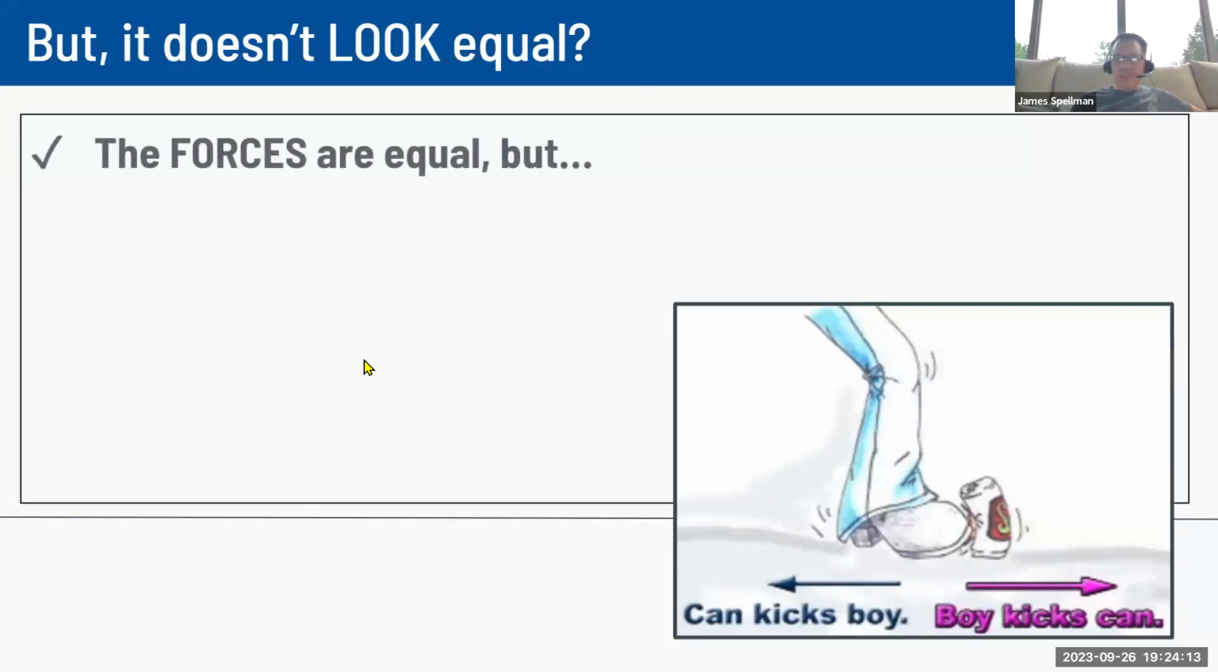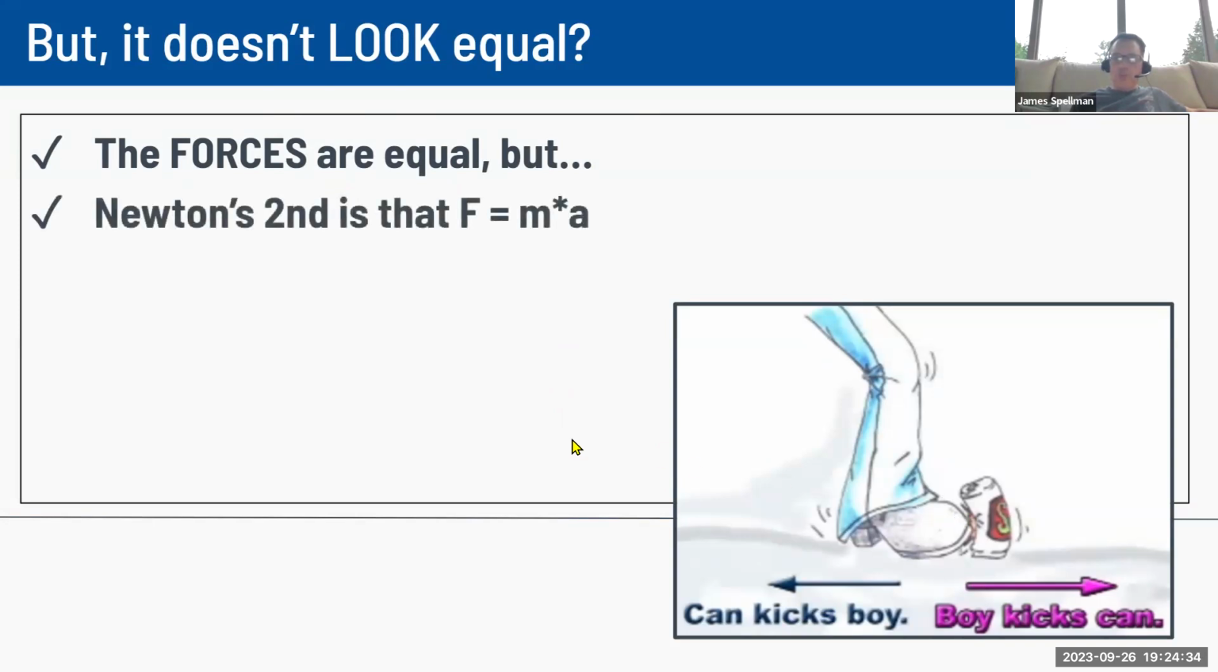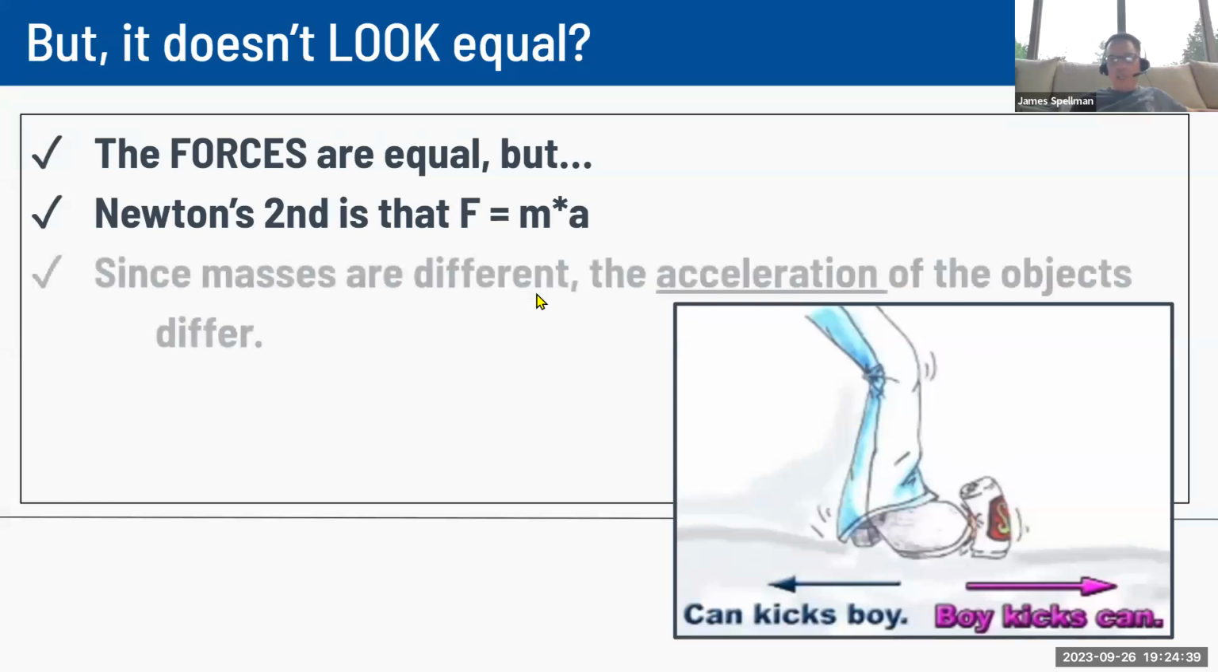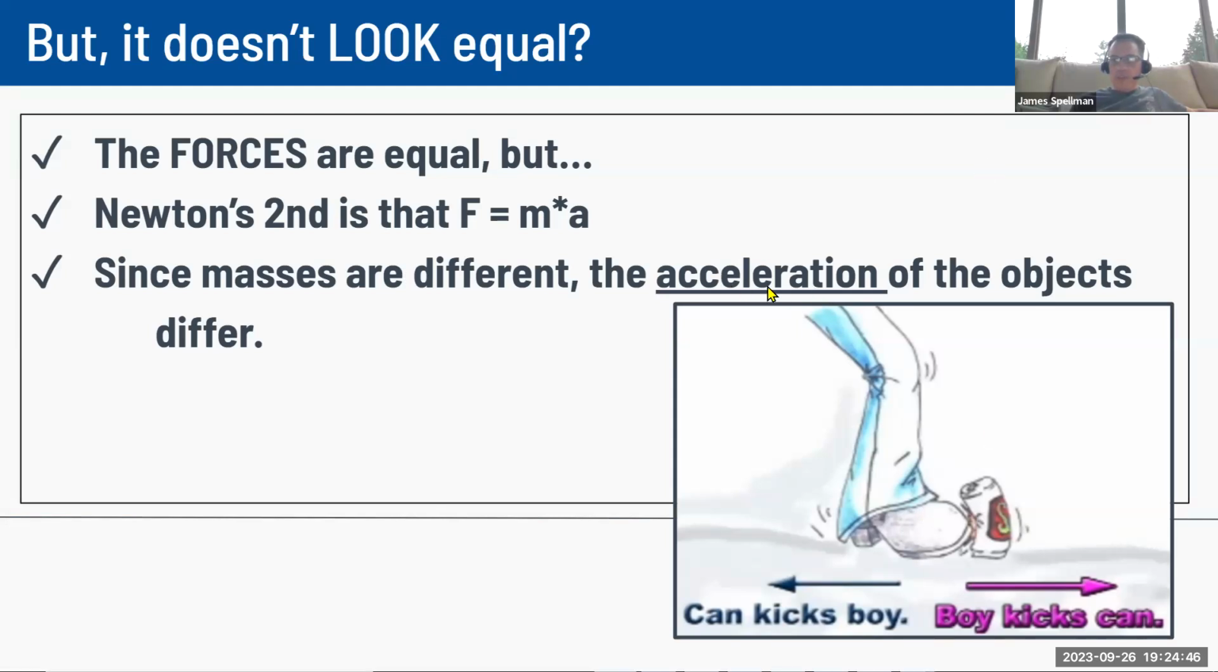All right. And so again, if you look at this, you're like, wait a minute, that doesn't look equal, because Newton's third law says there's equal and opposite forces. And so what you have to keep in mind is always, always, always, the forces are equal. So the force on the can and the force on the foot are equal. What's different, though, is to remember that a force is a mass times an acceleration. And since the mass of the foot is different than the mass of the can, then we're going to get a corresponding difference in acceleration.